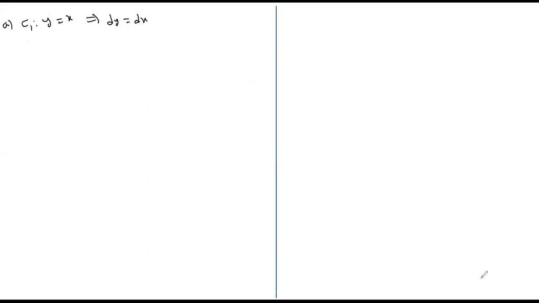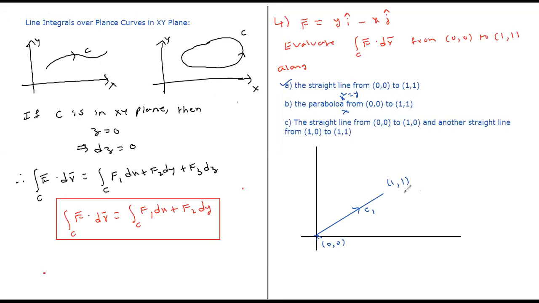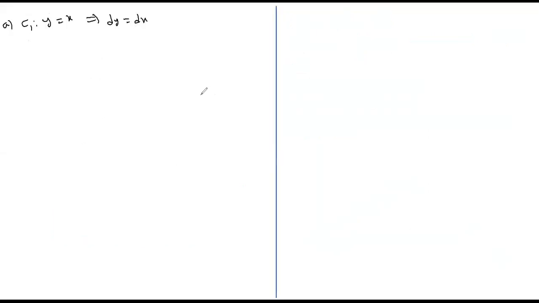Then x is varying from where to where? X is varying from 0 to 1. Y is also varying from 0 to 1. If you want to convert y in terms of x, write x limits. If you want to convert x in terms of y, then write y limits. Here I want to convert y in terms of x. Therefore, I will write x varies from 0 to 1.